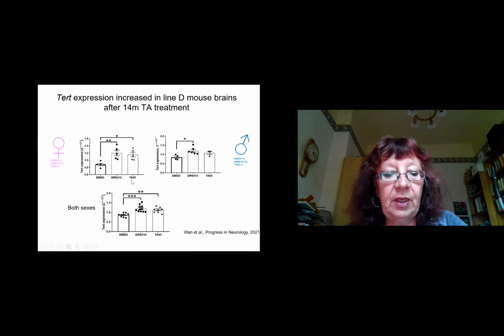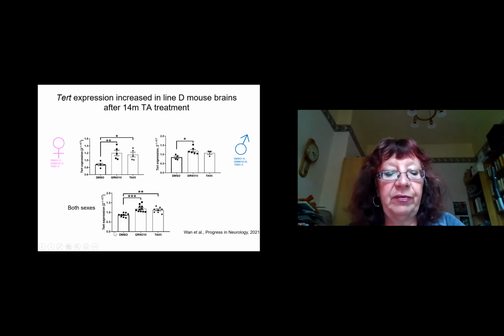a significant increase in TERT expression with both activators. For the males, we found it only with the synthetic compound GRN510. However, we had only 3 mice with the TA65. However, if we combine both sexes, of course, we see a highly significant increase in the amount of TERT expression. This was published last year in Progress in Neurobiology.